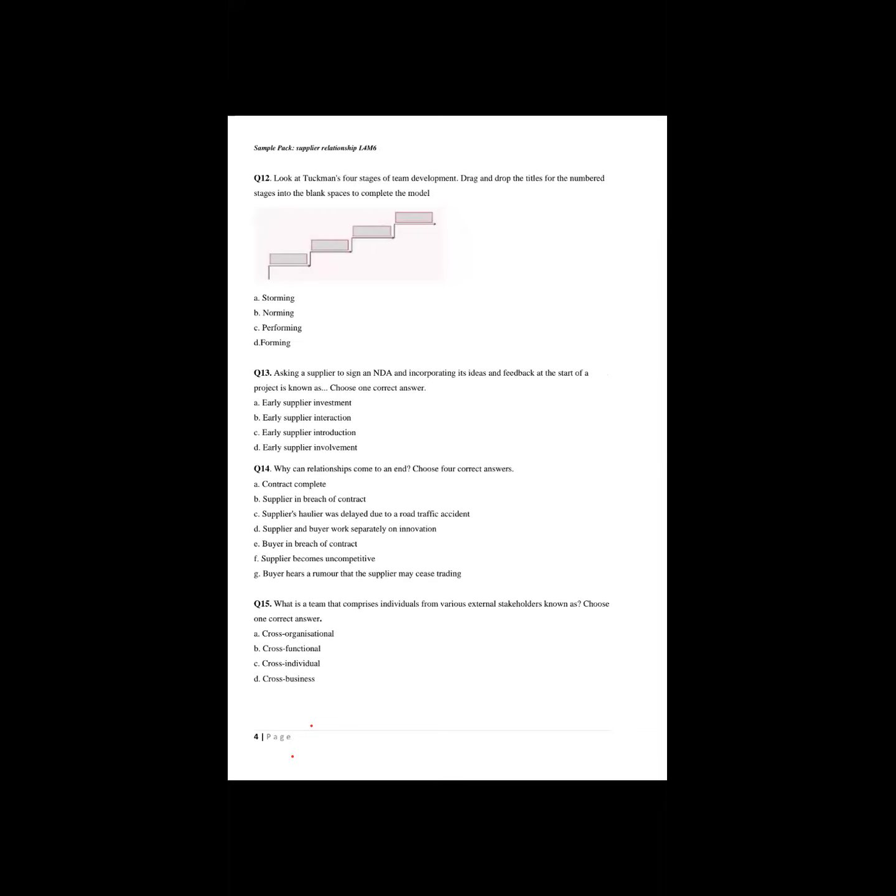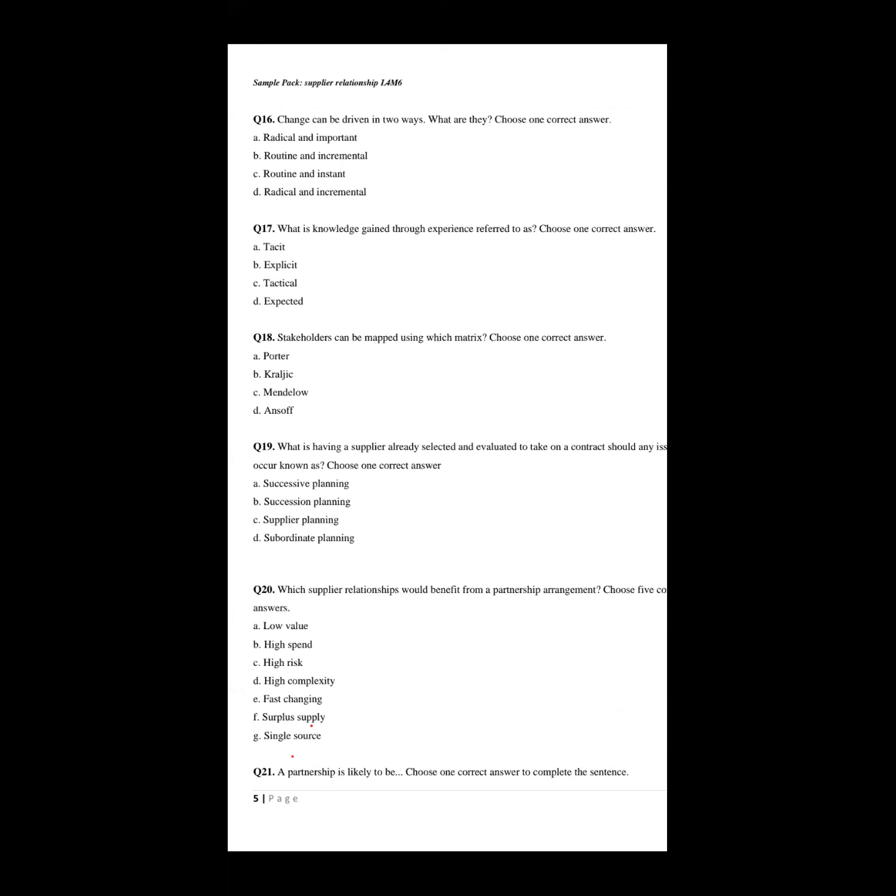Okay, question 16. Change can be driven in two ways. What are they? Choose one correct answer. A, radical and important. B, routine and incremental. C, routine and instant. D, radical and incremental.